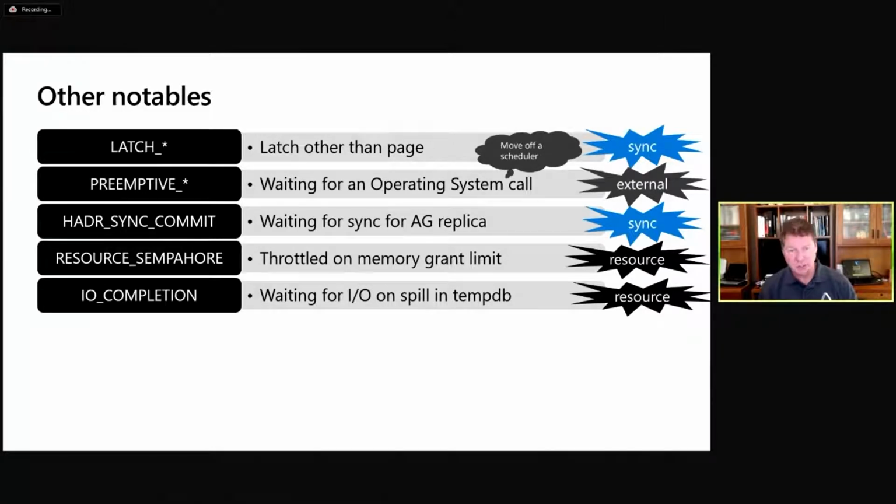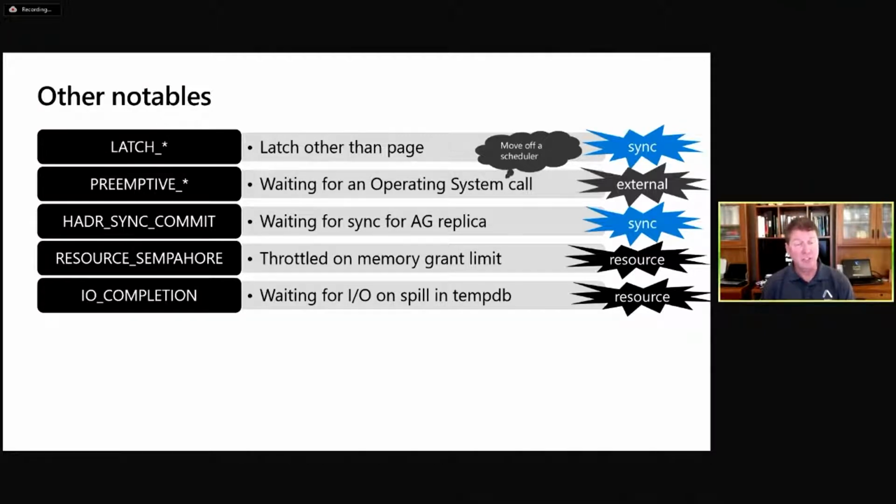Resource semaphore is an interesting one. This is being throttled on memory grant limits. If this shows up a lot with a lot of waits, go check what your memory grant settings are, or find out if you're running a lot of hash joins and sorts that require memory grants. I need to go debug that kind of problem. I still call that a resource wait because it is a finite resource for memory grants.